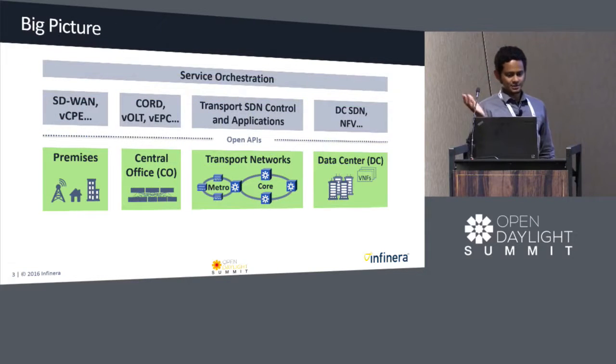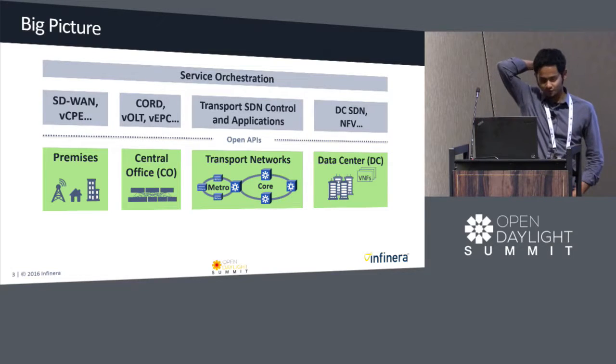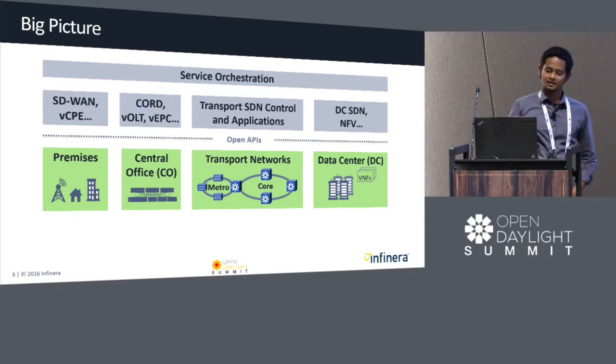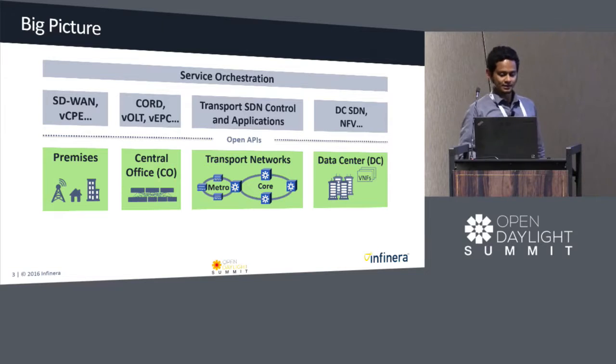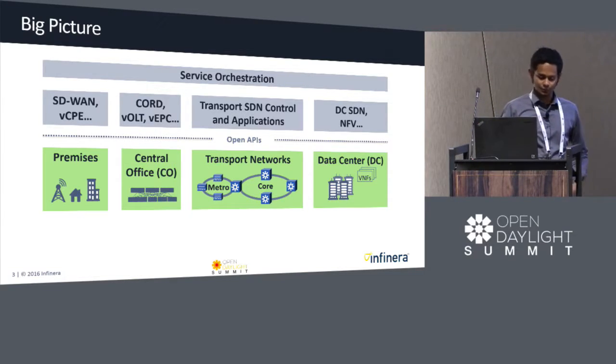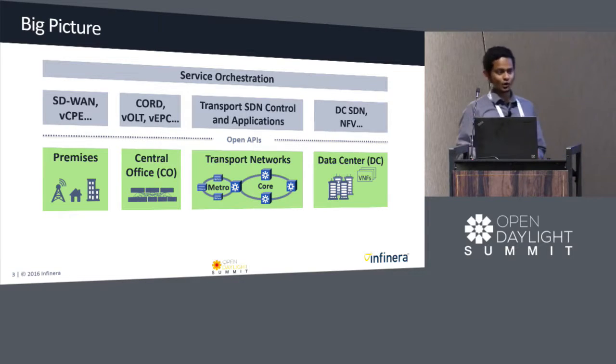This is the big picture of the different kinds of networks you would have and different value props of use cases that we've been seeing, like SD-WAN, CORD, and things like that. There are a lot of transport SDN use cases that people have been talking about. The simplest of that is bandwidth on demand, or dynamic bandwidth. And of course, there are more on virtualization and network slicing. So I'm going to talk about some of those use cases.